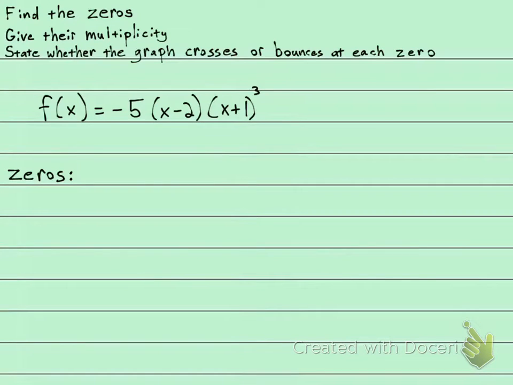We're going to find the zeros for this function right here. We are going to give the multiplicity for each of the zeros we find, and then we're going to state whether the graph crosses or bounces at each zero. So we go to the function here, and we're looking for zeros, also called roots, and they're also the x-intercepts.